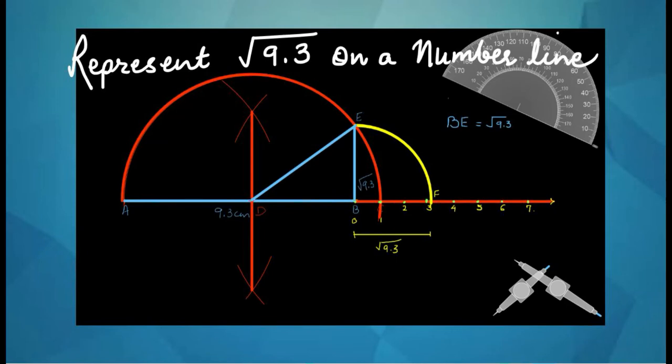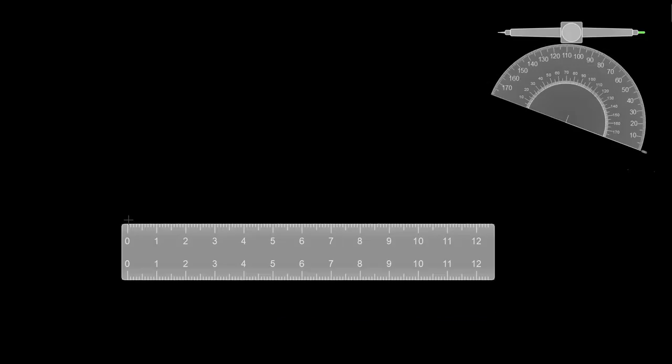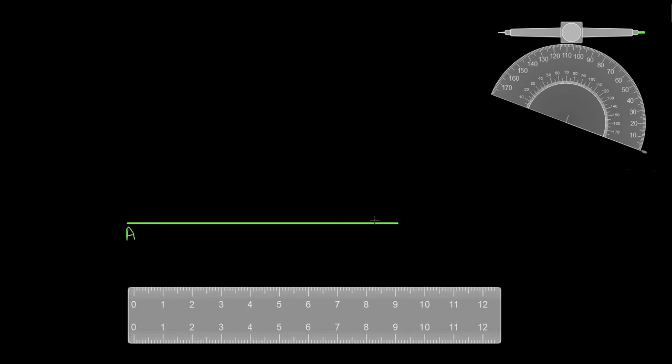In this video, we are going to learn how to represent root 9.3 on a number line. First, draw a line equal to 9.3 units. You can take these units as centimeters or even inches. Let this line be AB.